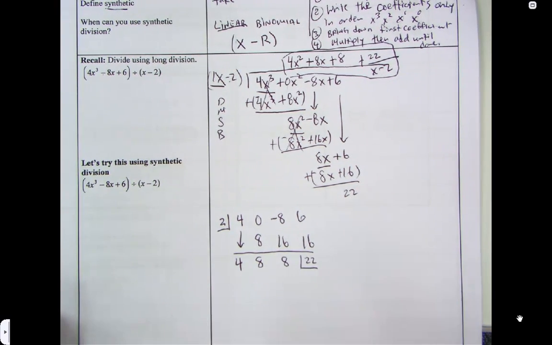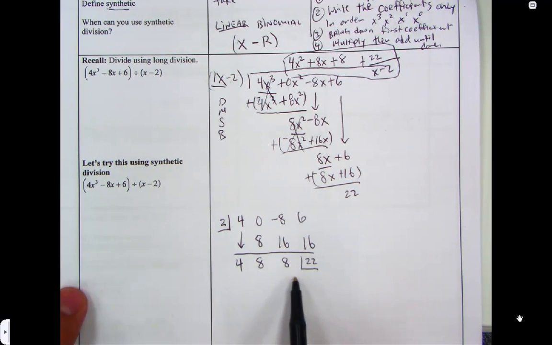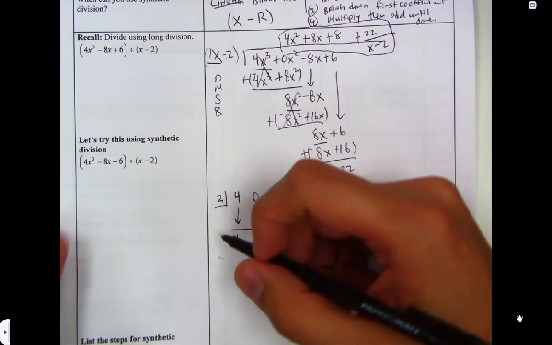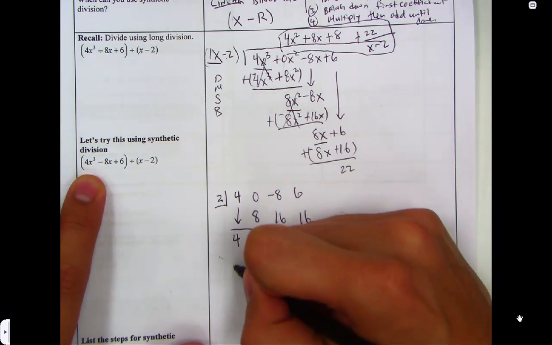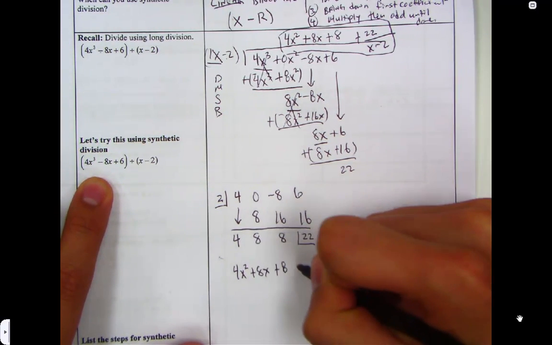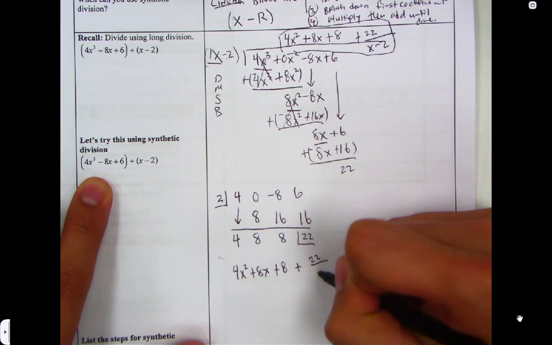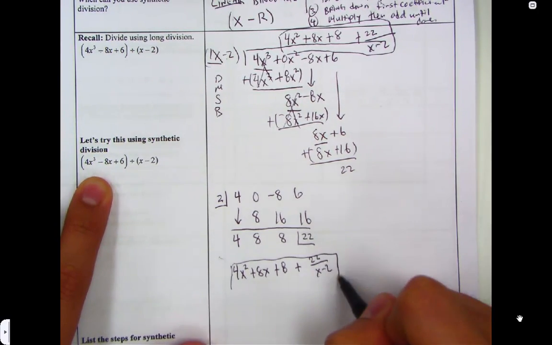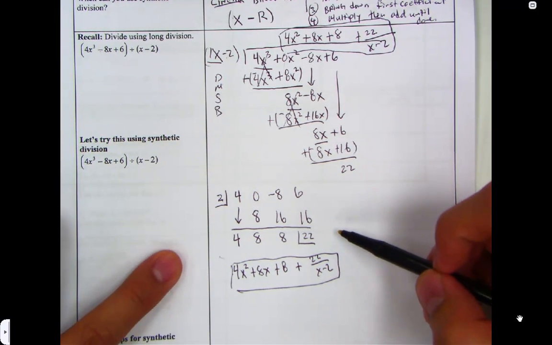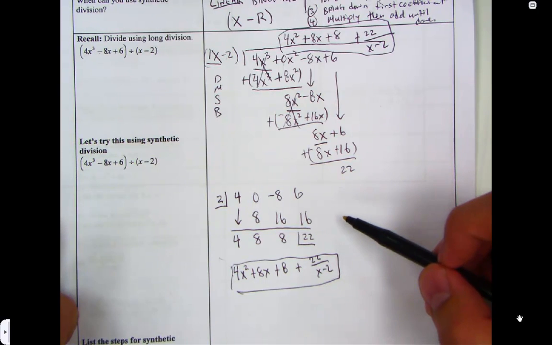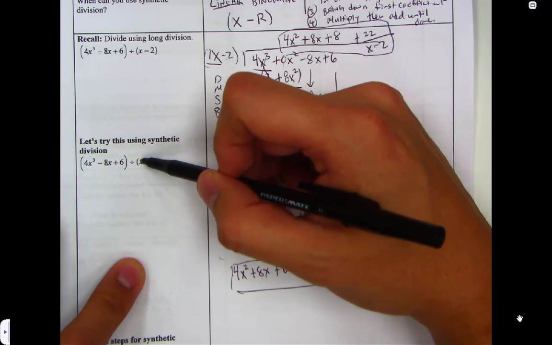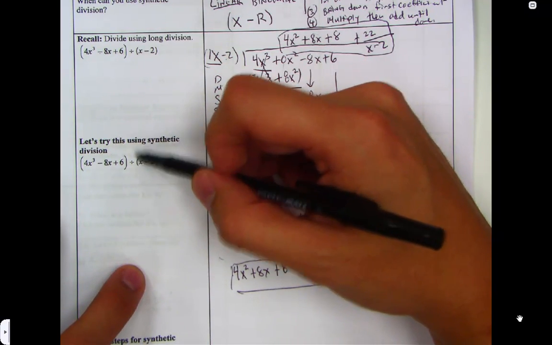So when I'm done, these are all the coefficients of the answer. And the answer is always one less in the term. So we start with x cubed, so this is going to be 4x squared plus 8x plus 8 plus 22 over x minus 2. Now if you notice, it's the same answer as what we got from long division. But this is much shorter, and it's called synthetic division. It's fake, but we can only do this when we're dividing by a linear binomial. That means the x has no exponent and there's nothing in front of the x.